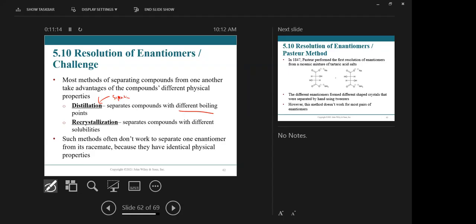It says such methods often don't work to separate one enantiomer from its racemate. That means separating the R and the S, but they have identical physical properties. Remember, they have identical boiling points, but they have different pharmacological attributes, and there are ways to separate those out, but not through distillation or recrystallization.